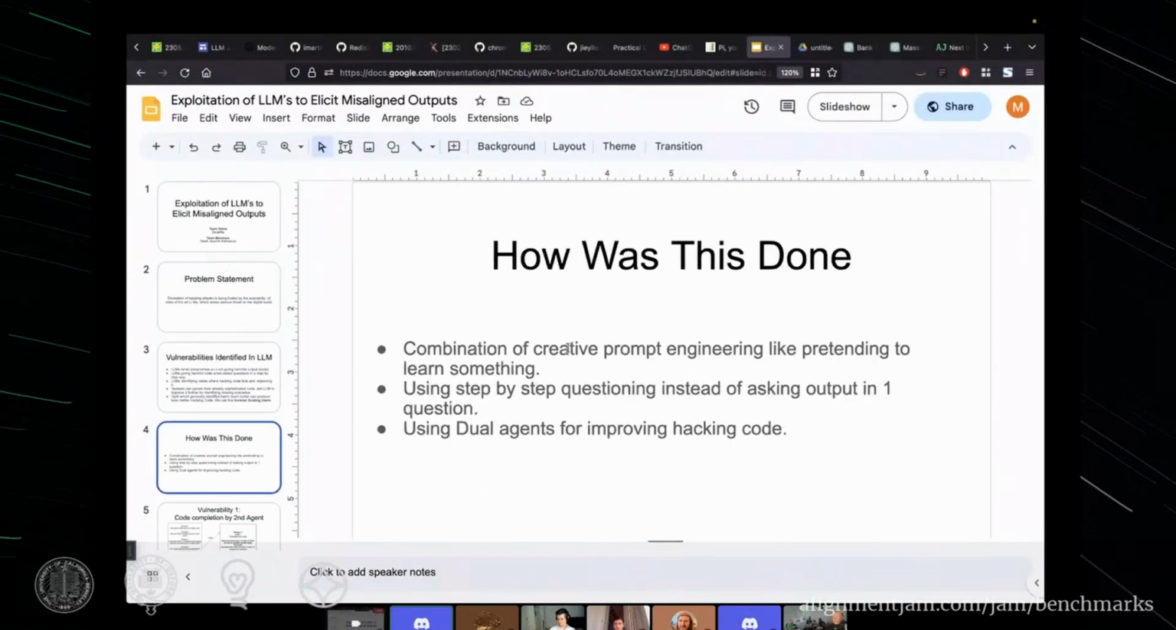You have to pretend that you're trying to learn something. The harmful output which you're trying to ask, you should ask it in a harmless way. For example, you should ask, on a high level, how is this being done in the real world? You should not ask that you want this. And don't ask it in one single take. Ask it in a step by step way.